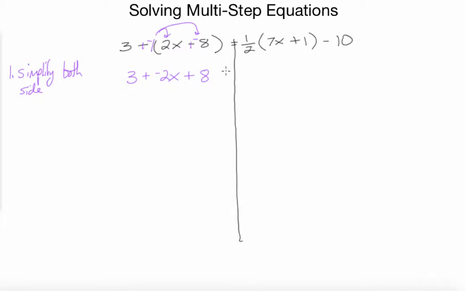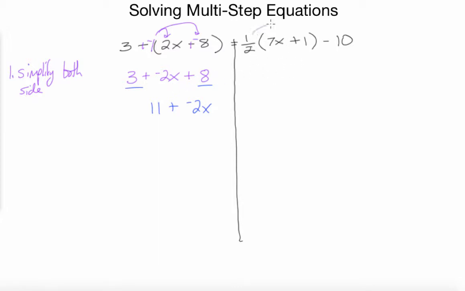So I wanted to go over, again, I like giving you good examples to see negatives and how to deal with negatives in action. We do have some like terms. So I'm going to take the 3 and the 8 to get 11 plus negative 2x. Okay, the left side is all simplified. Let's deal with the right side now.